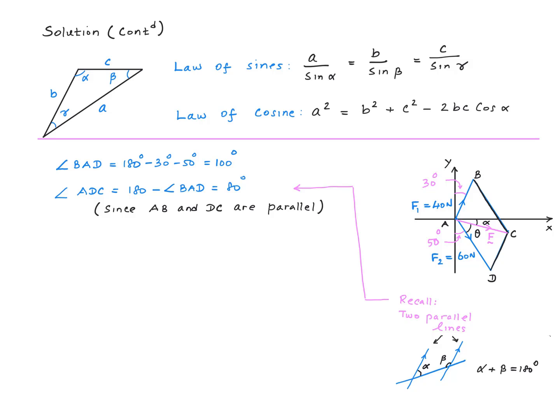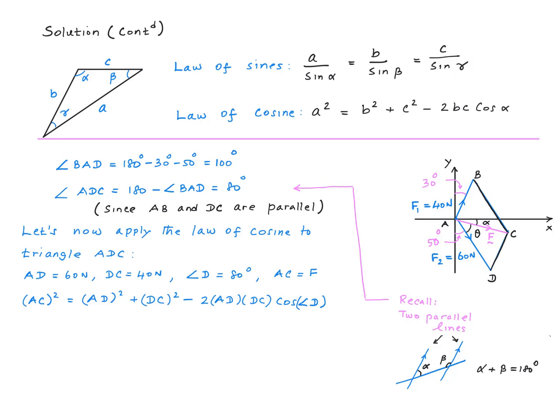Now coming back and looking at this point A, right? This angle plus this angle plus this angle is 180 degrees, right? And therefore this angle BAD is 180 minus 30 minus 50, which is 100 degrees. And therefore angle ADC is simply 80 degrees.